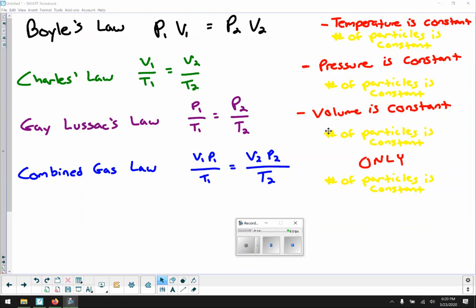I hope that helps clear things up a little bit. There is another PowerPoint to go over, and your Gay-Lussac's and combined gas law worksheet is due this Thursday. And again, there's a PowerPoint for Boyle's law and Charles' law that's covered in the gas intro PowerPoint. Gay-Lussac's and combined is covered in gas laws part 2, both of which are available.